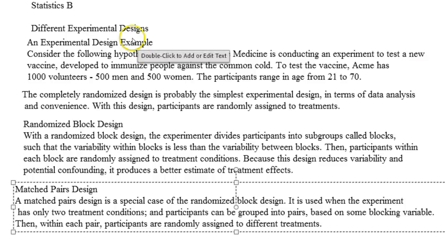Alright, so here are the different types of experimental designs. An experimental design example. Consider the following hypothetical experiment. Acme Medicine is conducting an experiment to test a new vaccine developed to immunize people against the common cold. To test the vaccine, Acme has 1,000 volunteers, 500 men and 500 women. The participants range in age from 21 to 70.